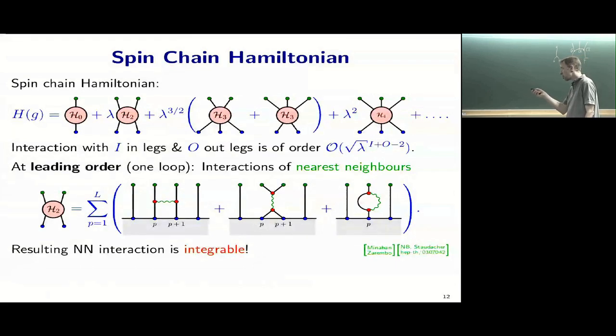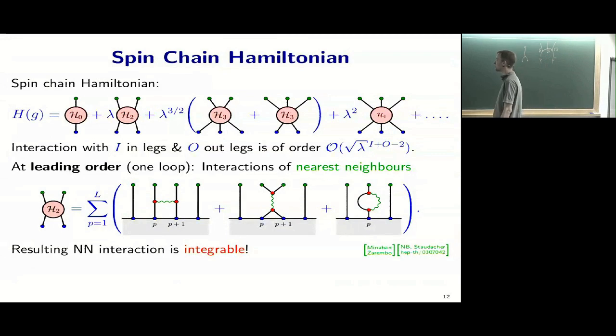However, if you go to higher orders in lambda, that, as I said, becomes somehow not so clear, because then you have interactions between several nearest sites, and even the number of sites fluctuates. It becomes a complicated problem.